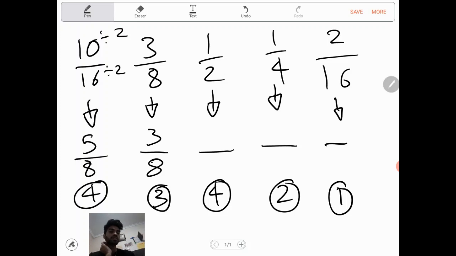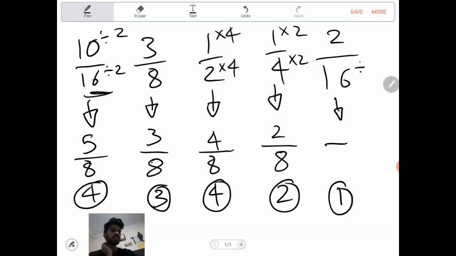Half, to make it into 8, I know I have to times the 2 by 4. So that would give me 8, and then I times the top by 4 as well. So that would be 4/8. 1/4, to change that into 8, I would have to times the 4 by 2, and then times the top by 2 as well. So that would become 2/8. And over here, to change the 2/16 into 8ths, instead of multiplying, I would have to do division again, like I did over here. So 16 divided by 2, that would give me the 8. And then I have to do the same to the top number. How many 2's go into 2? Just the 1.